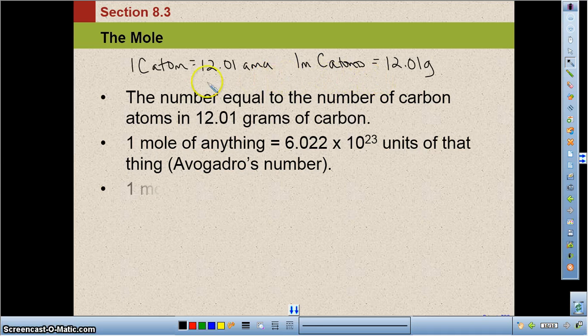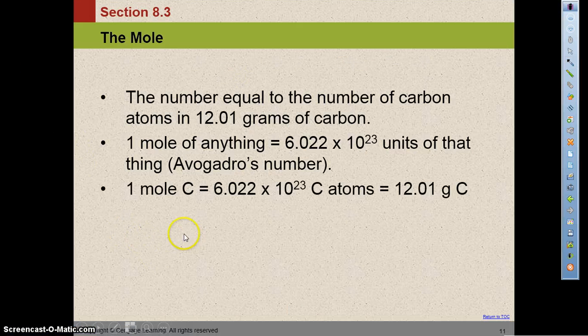So we're going to look at this in 2 different ways. If I want to know the mass of a carbon atom, it's 12.01 AMUs. If I want to look at 1 mole of carbon atoms, or 6.022 times 10 to the 23rd carbon atoms, it's going to weigh 12.01 grams. We get that information off the periodic table. So 1 mole of carbon is the same thing as 6.022 times 10 to the 23rd carbon atoms, and that's going to weigh 12.01 grams.